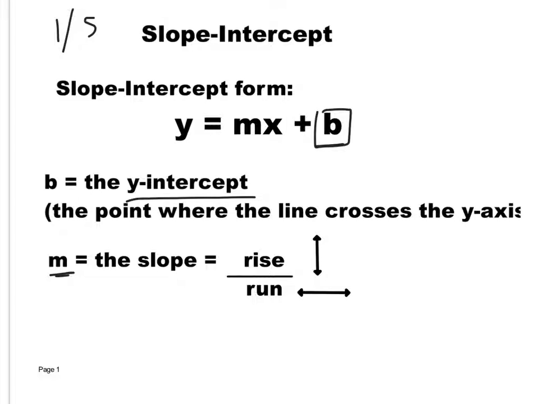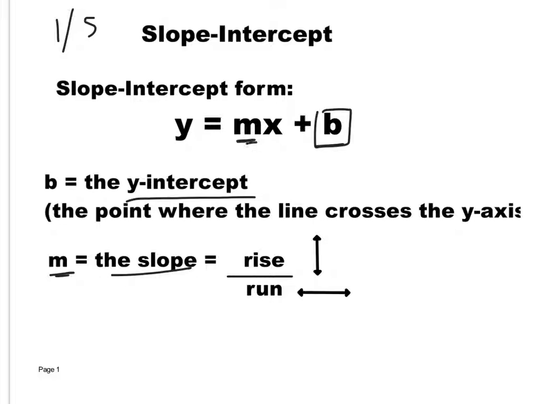M, what you notice about M is that it's in front of x. M is times by x. M is your slope, which we know about slope. We learned about slope yesterday. It's defined as rise over run, the change in y over the change in x. And it is being multiplied by x.